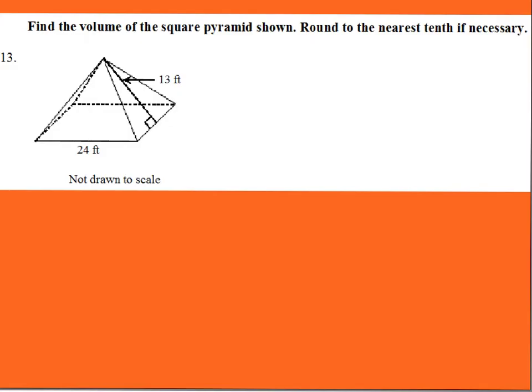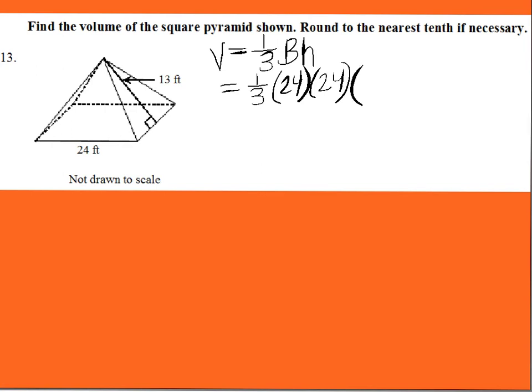Alright, number 13 says find the volume of the square pyramid shown. Round to the nearest tenth if necessary. Alright, so volume for a pyramid, you find that by taking 1/3 the area of the base times the height. So plugging in what we know, our base here is a square. So if this is 24, then this is 24. So base is going to be 24 times 24 times the height.